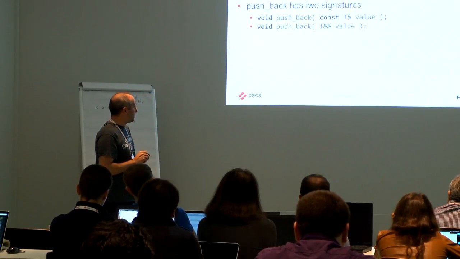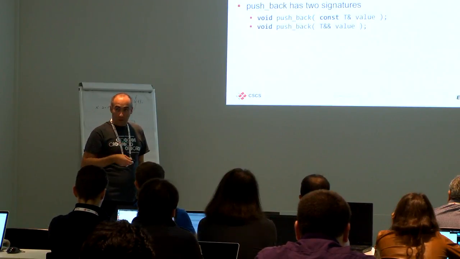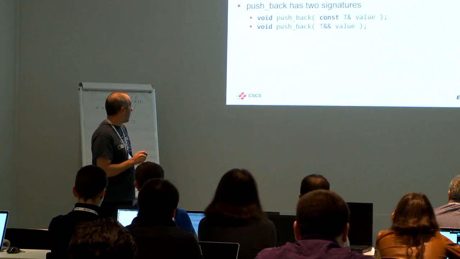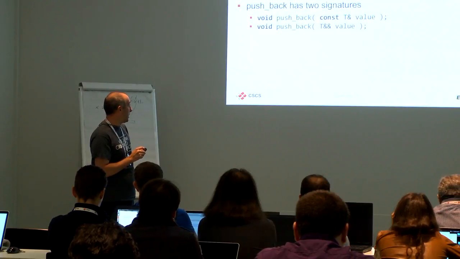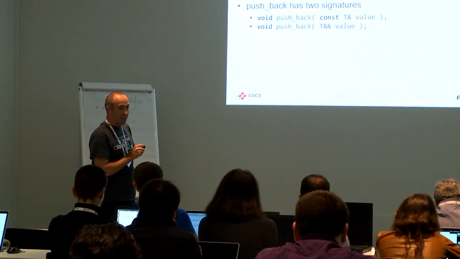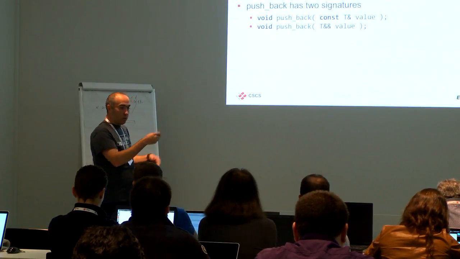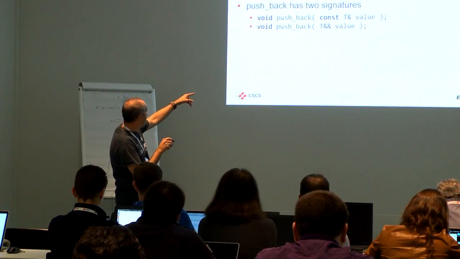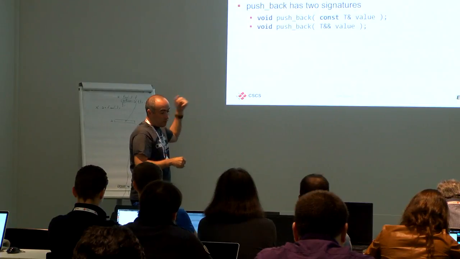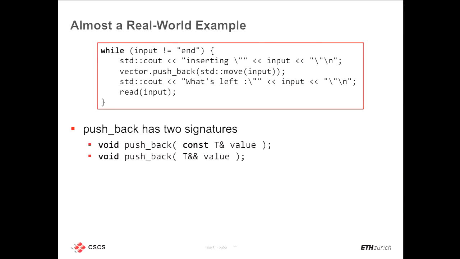So two signatures, two overloads. The one selected is the one with the R value reference because I'm forcing it. I'm saying this input, I want to cast it to an R value reference. This will call the move constructor inside. And so the input will be empty, and I copy only. And I do like a shallow copy inside the vector.